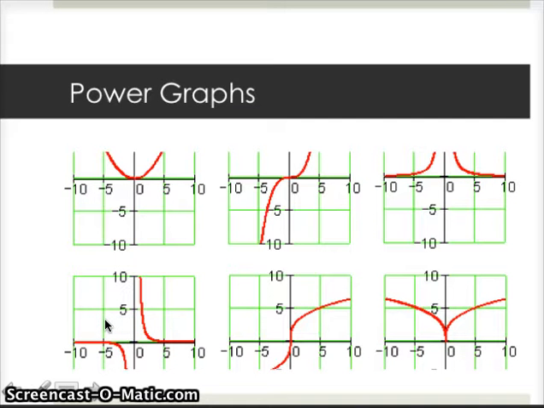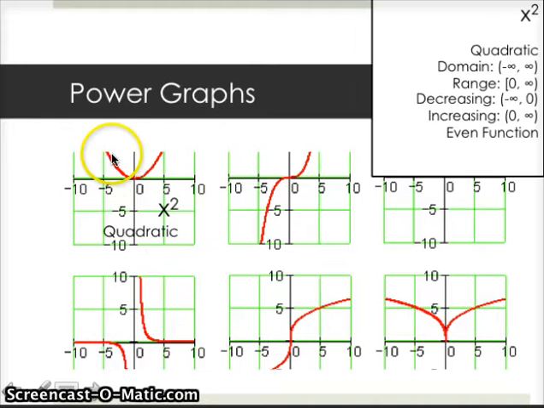Now with power functions, here are some of the graphs of power functions, and I just want to talk about each of these graphs and some of their characteristics here. The first one here is x squared, which is quadratic. You can see the domain is from negative infinity to positive infinity, and the range goes from 0 on up into infinity. The graph is decreasing until 0, and then increasing after 0.